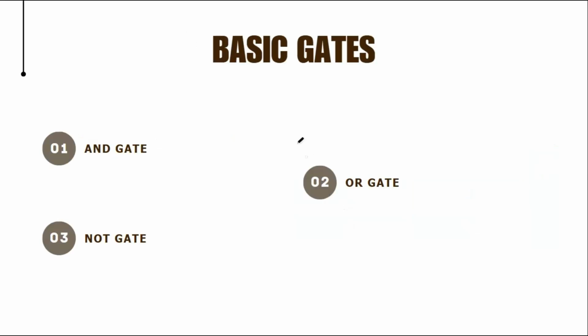So far, we have seen the basic gates. And the logic circuits which use these three gates only are called the AND-OR-invert logic, that is, the AOI logic circuits.